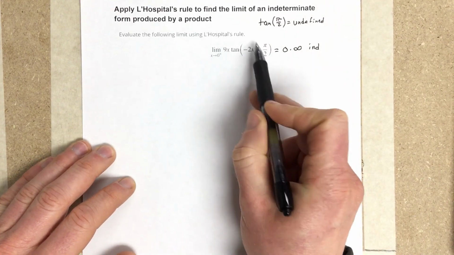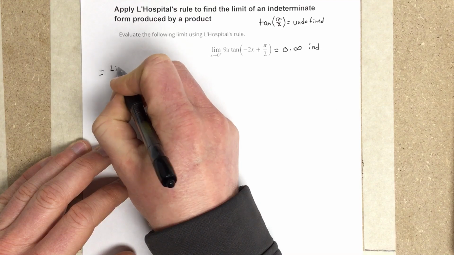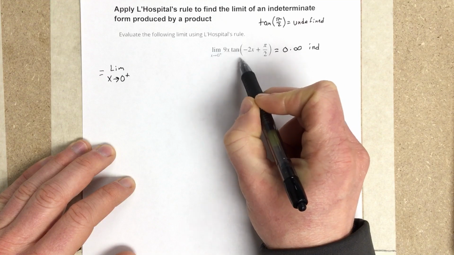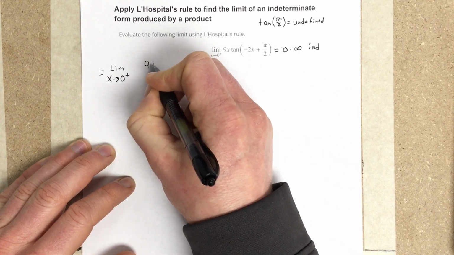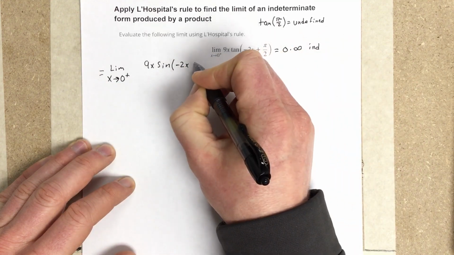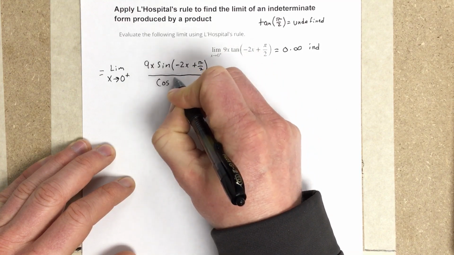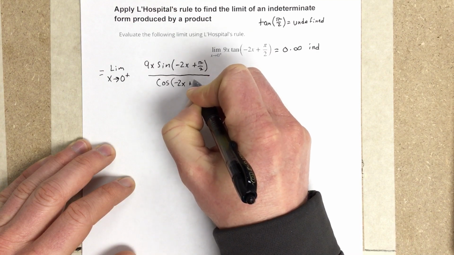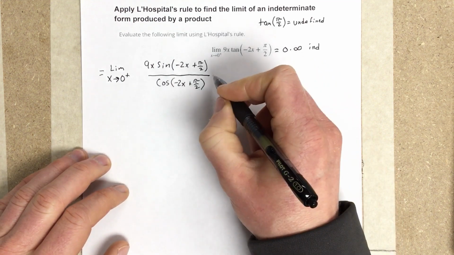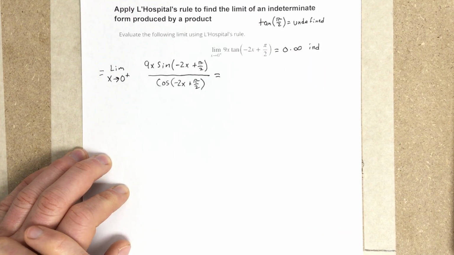Now we need to create a fraction out of this limit, and to do that we're going to separate tangent into sine over cosine. So we're actually going to write this as 9x sine of negative 2x plus pi over 2 over cosine of negative 2x plus pi over 2. And the reason we want to do that is so we can apply L'Hopital's rule, because L'Hopital's rule says we can take the derivative of the numerator and the derivative of the denominator over and over again until we find the limit. So we're going to do that here.